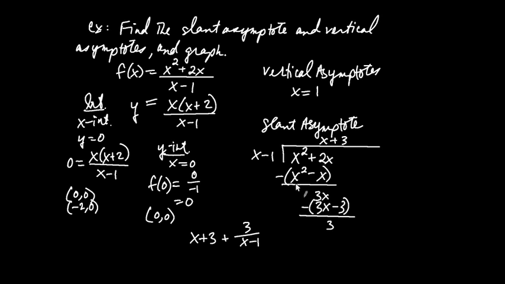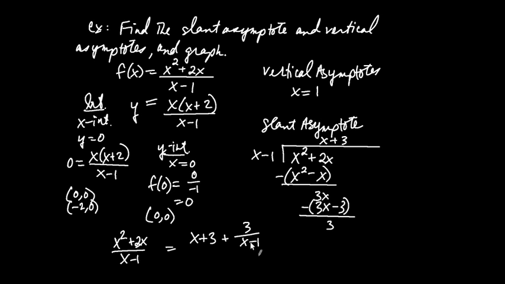So what we found is that we took x squared plus 2x, and we divided it by x minus 1 using long division, and we got this, x plus 3 plus 3 over x minus 1.